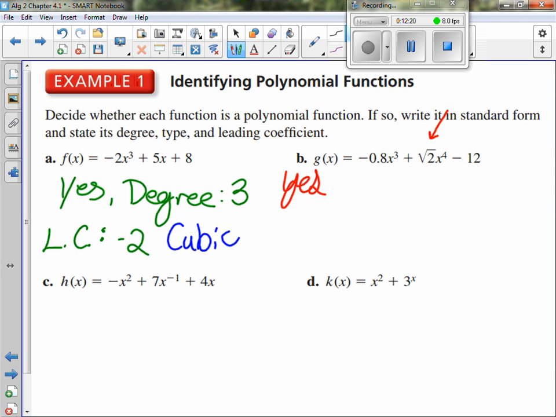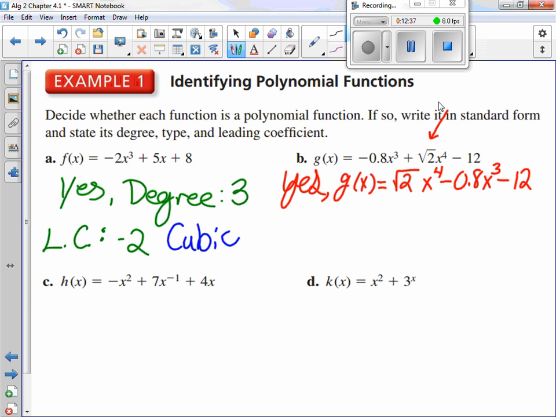So this is yes. Now, is it written in standard form? No, it would be g of x equals what? X cubed minus 12, because we need to go 4, 3. There's not an x squared, there's not an x to the first, and then we have our number. So the powers are now in descending order, yes? Okay, so we got that.